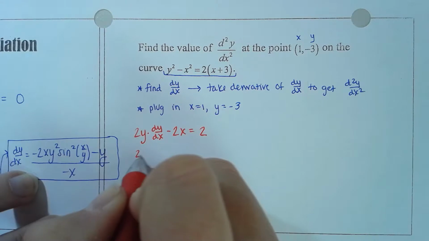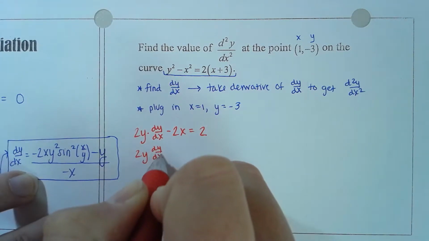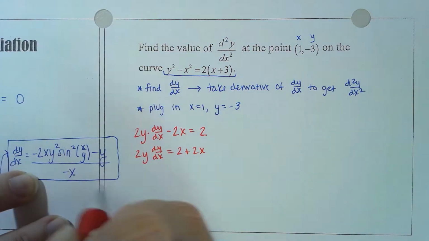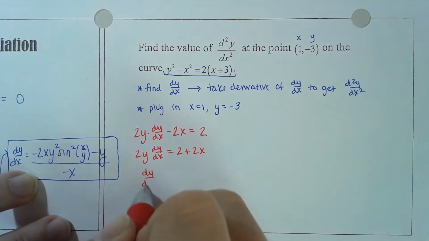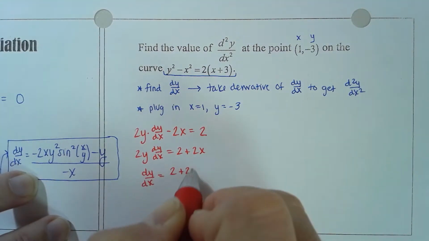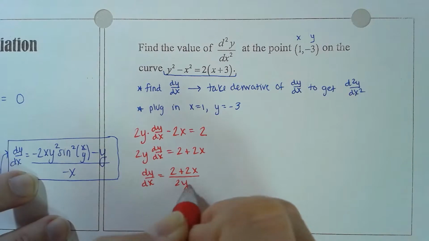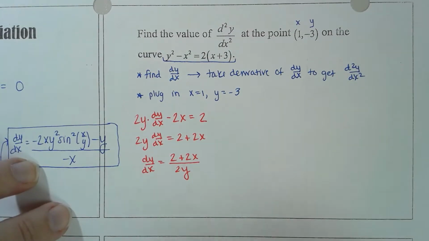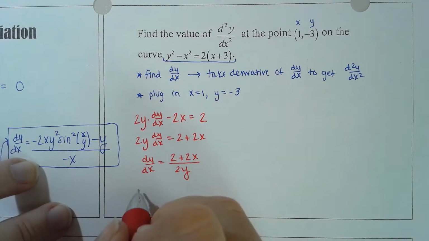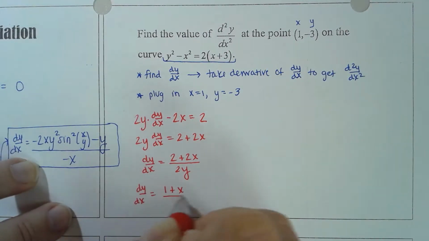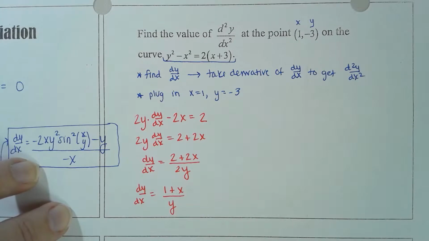So let's move the 2x over, and we'll divide by 2y. So I have 2 plus 2x all over 2y. My suggestion, if we're going to take the derivative again, is let's take out all those 2's. So I have dy/dx equals 1 plus x over y. So there's our first derivative.